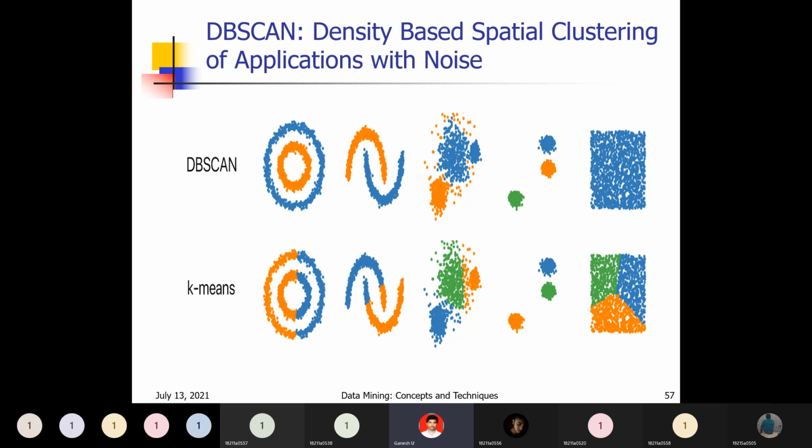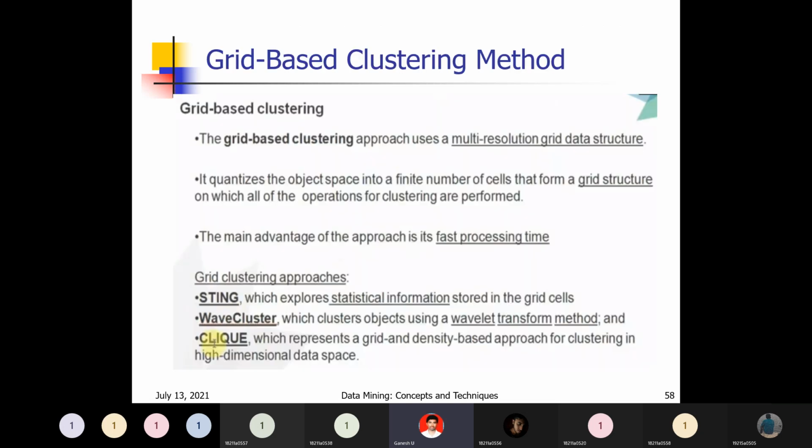In k-means we cannot represent exact, accurate results like this. In DBSCAN we can. If interleaved or merged objects are there, we can still represent the clusters efficiently and correctly. So that is DBSCAN versus the k-means algorithm. The drawback of the k-means algorithm has been rectified by the DBSCAN algorithm, density-based clustering.